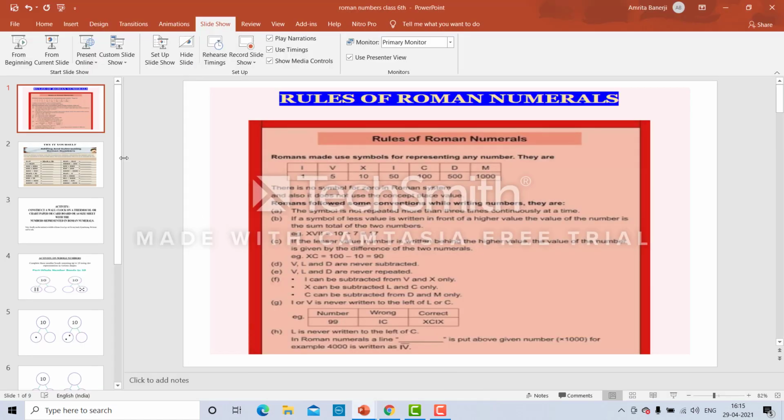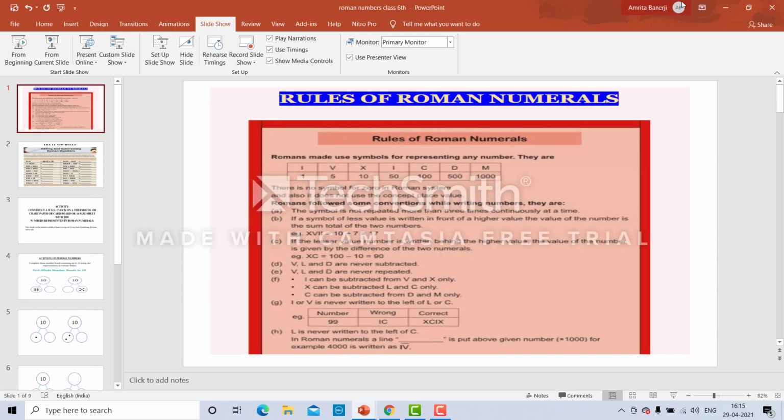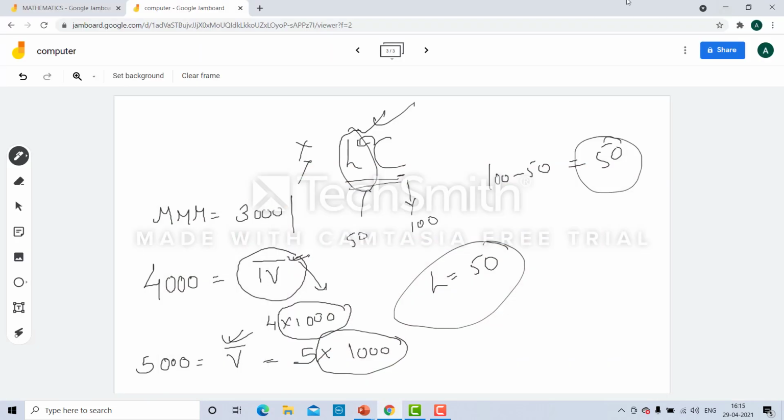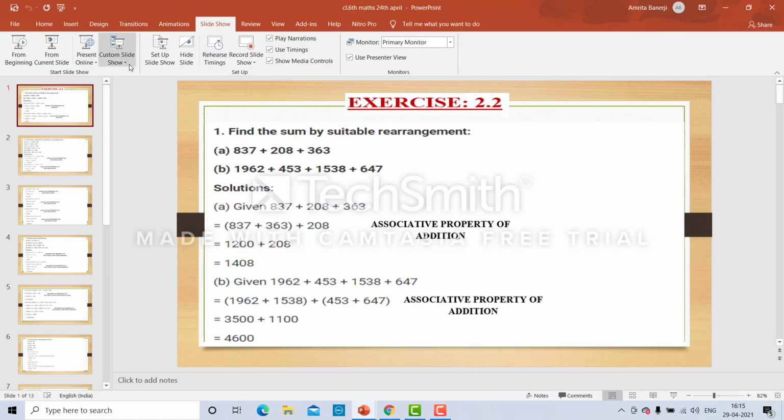Now children, here we have some questions given for you. You can try these questions yourself. I will be sharing these two slides with you, and also I will be sharing these slides where the properties are mentioned. So kindly do this as needful.